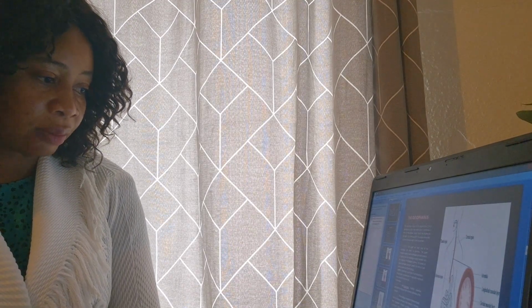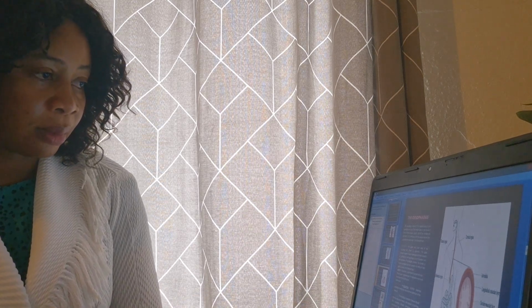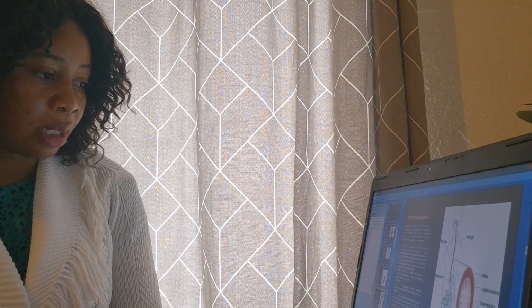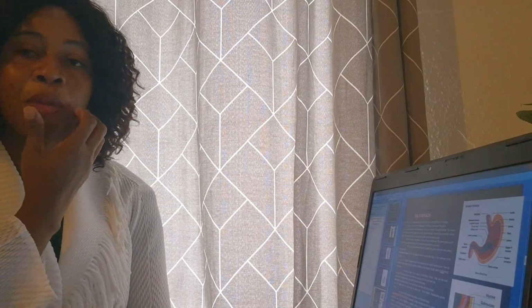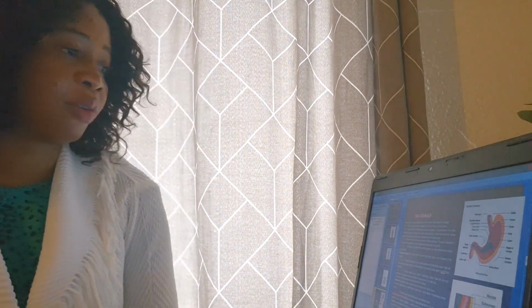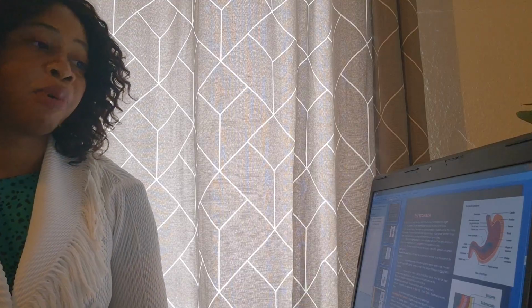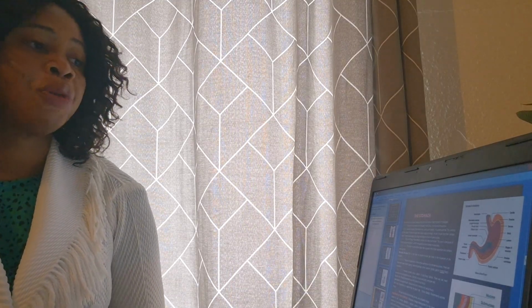So the next one on my list is the stomach. The stomach is a dilated portion of the alimentary tract, which is situated in the epigastrium.